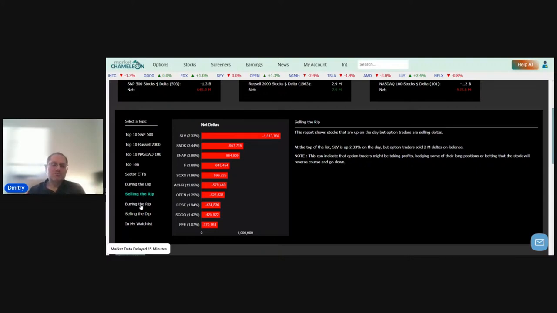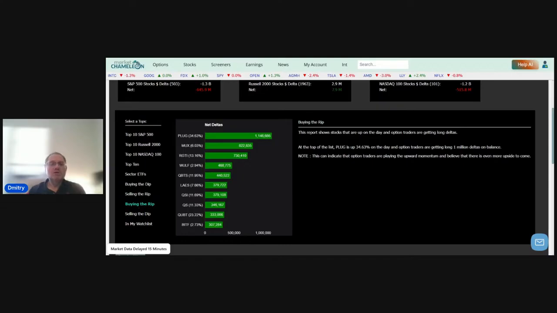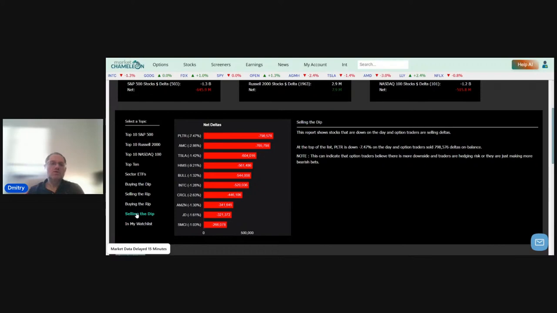Here, buying the rip is where the stock was up, and the option order flow also looks like it's coming in bullish. Okay, so it looks like both the stock and the options are kind of behaving in the same bullish manner. Here, selling the dip is where the stock was down, and the option order flow looks like it was also down. Could be hedging, could be buy writing, but that's how the deltas showed up.